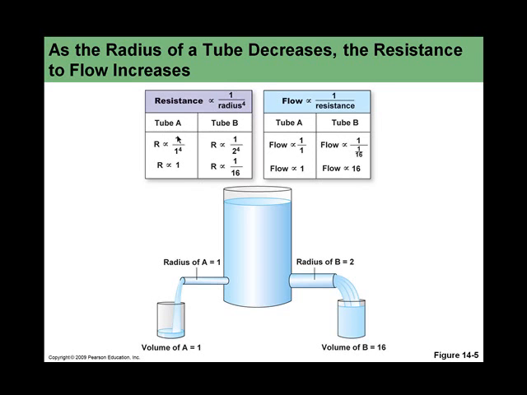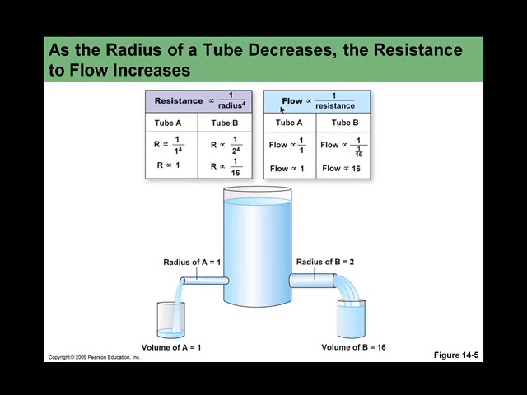So if we say that tube A has a radius of 1, sorry, I should be pointing to the denominator, 1 to the 4th is 1. So the resistance is approximately 1. And in tube B, over on the right side, the radius is 2, so 2 to the 4 is 16. So a doubling of the radius is going to decrease resistance by a factor of 16.